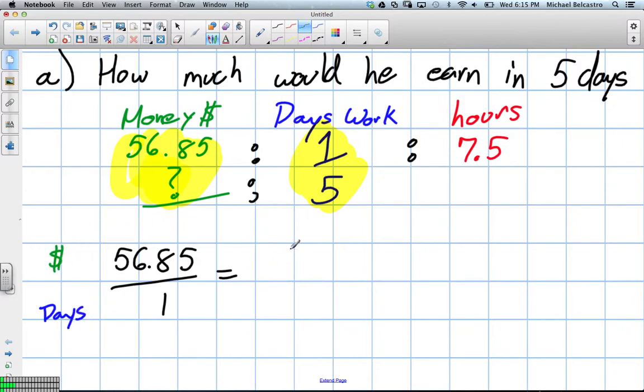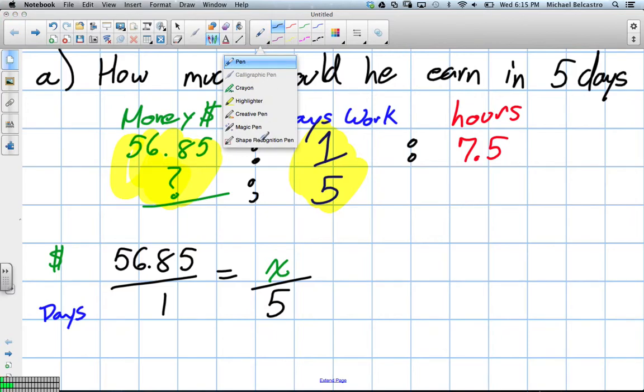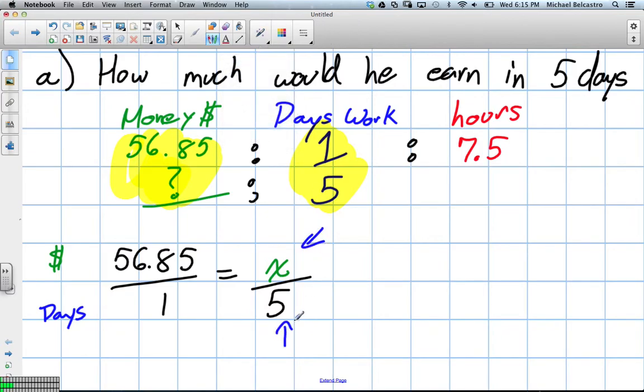Equal to, well, the money is what we're trying to find, so we'll call that x, divided by how many days is he working in this case? 5. So they want to figure out how much money he'll make in 5 days. This is how we've set this up as a fraction. Now, because these are two equal fractions, we can cross multiply to simplify and get rid of the fractions.